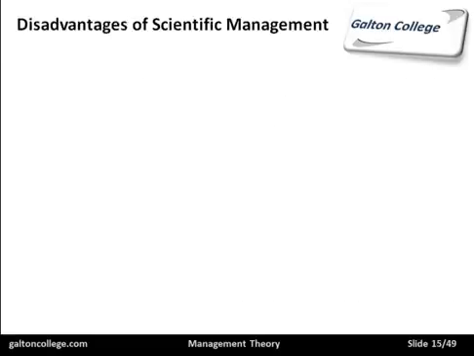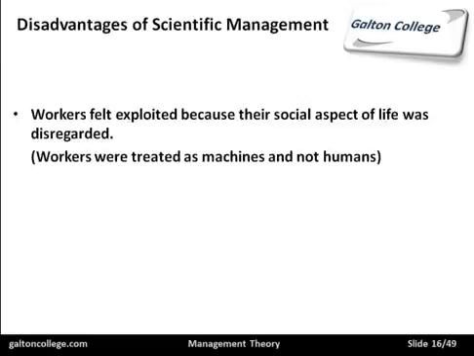The disadvantages of scientific management, well, the workers were just part of the overall production system. They were not valued as people. They were not valued as individuals. They were valued as cogs in the machine, cogs in the wheel that were turning the machine. They were treated like machines almost. It was their function to be productive and to turn out output.